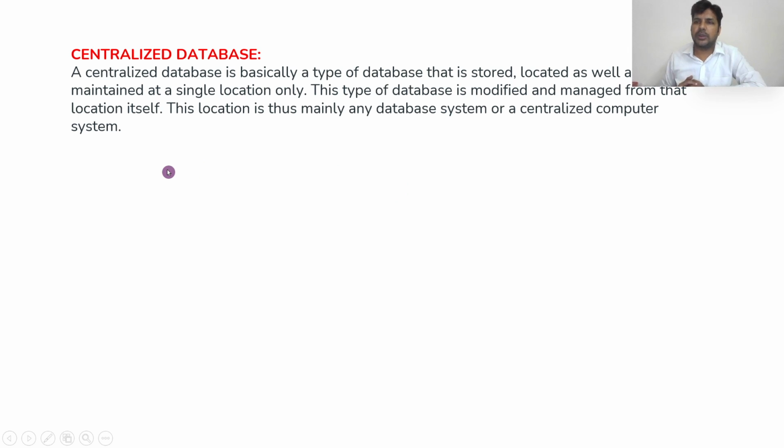Coming to our topic, let us start first with the centralized database so we can easily understand what is a distributed database. Before going to the distributed database, let us see what is a centralized database, then we will compare it with the distributed database. A centralized database is a type of database that is stored, located as well as maintained in a single location. That means it will be available in a single location geographically. This type of database is modified and managed from that location itself.